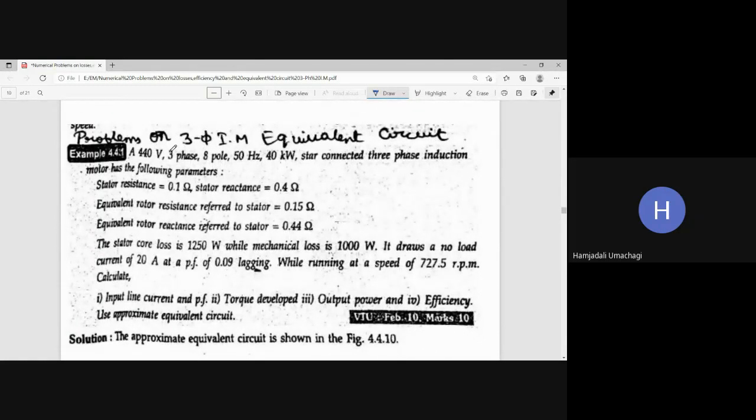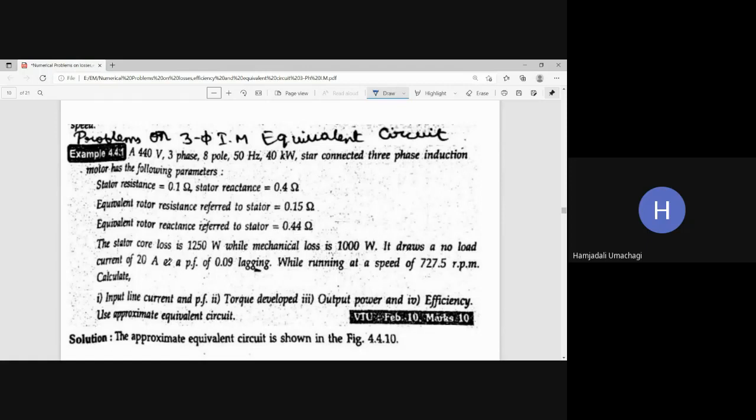The problem statement given here is: a 440 volts, 3 phase, 8 pole, 50 hertz, 40 kilowatt star connected 3 phase induction motor has the following parameters. Stator resistance R1 is 0.1 ohms, stator reactance X1 is 0.4 ohms, equivalent rotor resistance referred to stator, that is R1E, is 0.15 ohms. Equivalent rotor reactance referred to stator, X1E, is 0.44 ohms. The stator core loss is 1250 watts, while the mechanical loss is 1000 watts. It draws a no load current of 20 ampere.